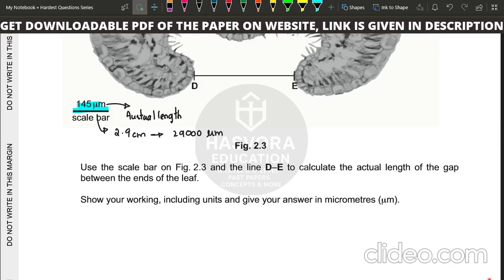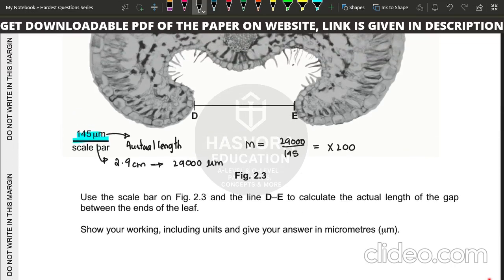So you will use the formula for magnification, which is image over actual. So 29,000 divided by 145 will give you the magnification. The scale bar is always used to find the magnification, so remember that. So it will be 200x, and then you will use this magnification to find the actual length of this line DE. I measured this as 8.3 centimeter, which is 83 millimeter. If you convert to micrometer, it will be 83,000 micrometer.